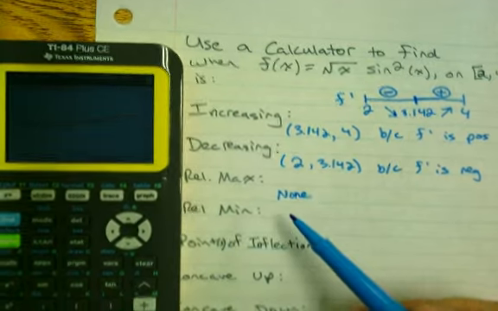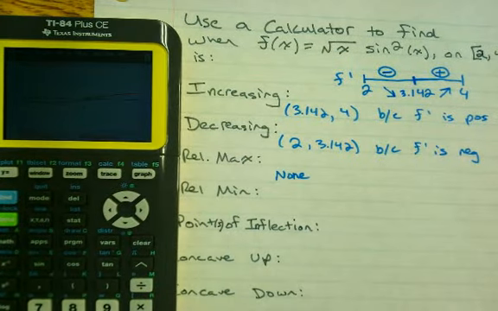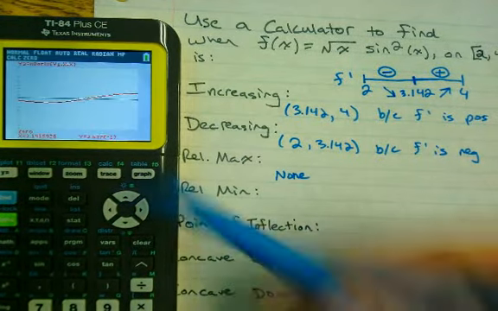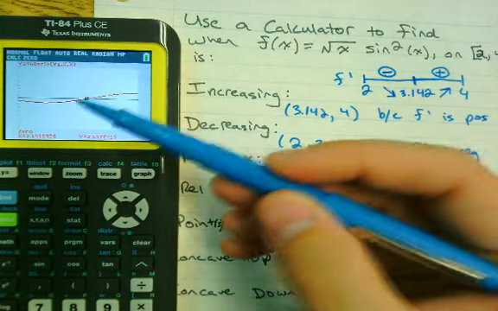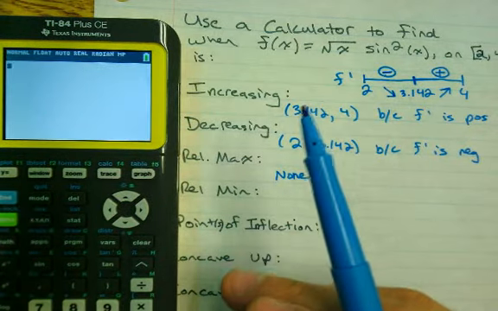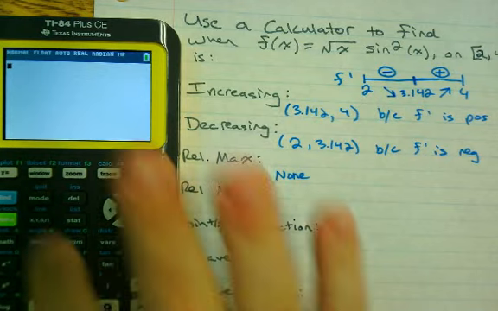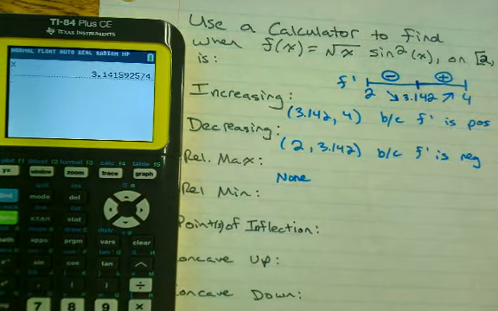Okay, relative min. Well, how do I get that y coordinate? Anytime you use your trace function, it's going to save that x value. So if I go to second quit, don't forget, I just reset my calculator. If you just hit the x, it's going to spit out whatever x you just had.